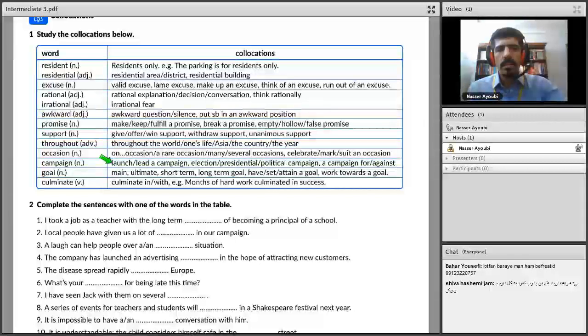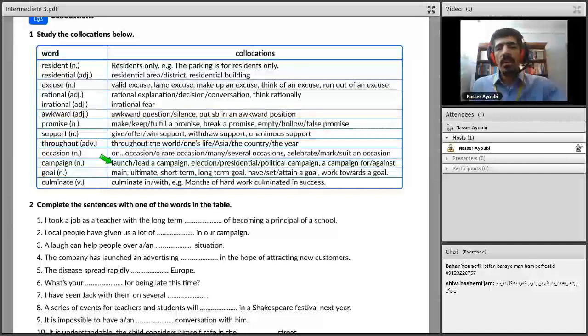Campaign. Launch or start a campaign, lead a campaign. Election campaigns, presidential campaigns, political campaigns. When there are elections, all the candidates try to launch campaigns in order to attract people's votes. In political campaigns, for example, one party tries to beat the other one, or they advertise for the things they have done.